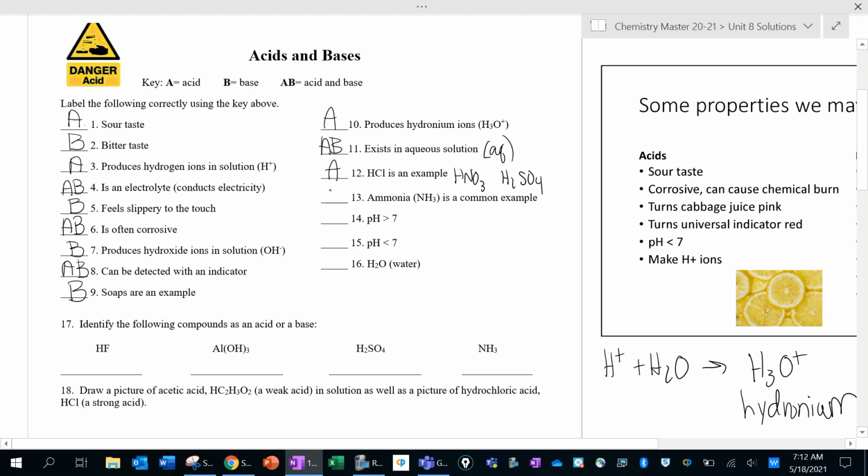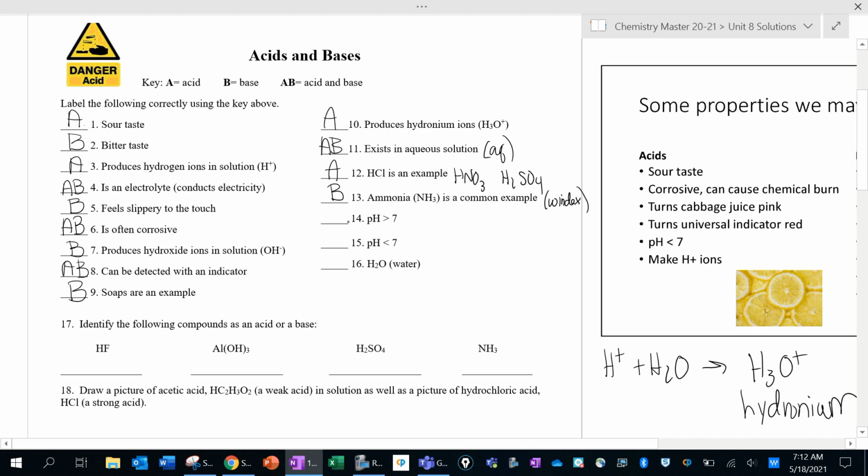Ammonia is a base, and this is something that we saw in the lab. That was one of the common substances. Ammonia is found in some cleaners, like you might be able to just buy a bottle of ammonia, or something like the classic Windex, which has ammonia in it.